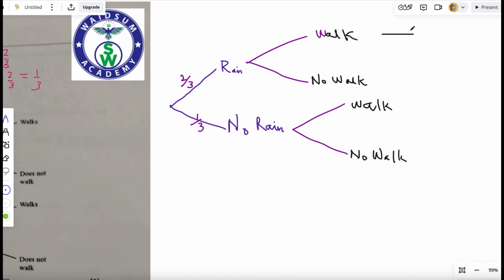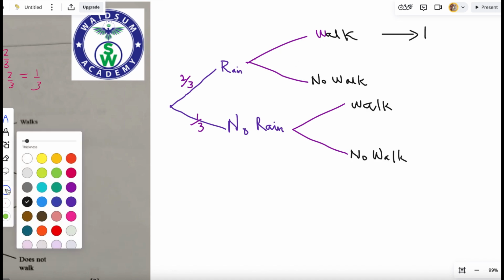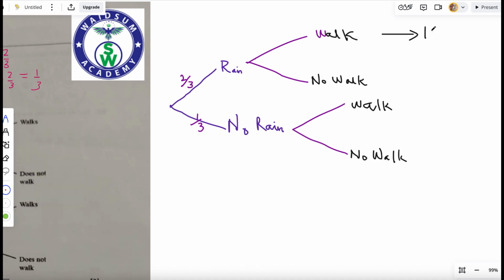Here, if you look at this branch, rain and walk. This is R, that means rain, and walk to school. What's the possibility here? This branch, rain and no walk. So we say rain and no walk. I use capital N for no, and the walk is small w. Rain and no walk. Okay?